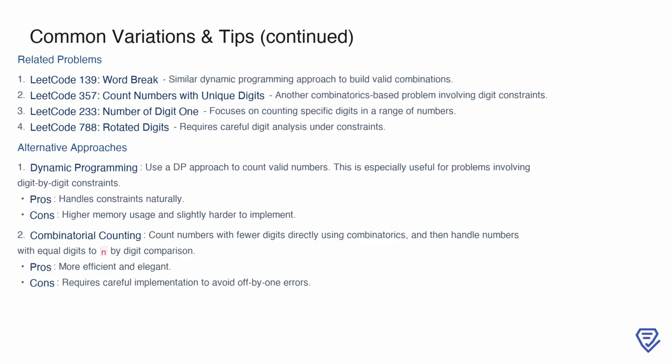Alternatively, combinatorial counting can be used to directly calculate numbers with fewer digits and then handle numbers with the same number of digits as n through precise digit comparison. This approach is often more elegant and efficient but demands careful attention to off-by-one errors and edge cases.